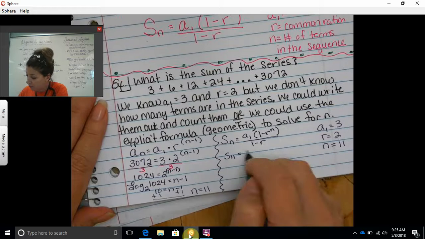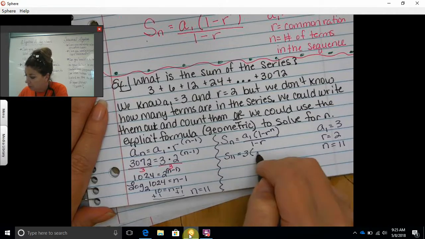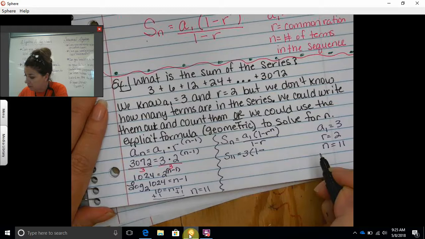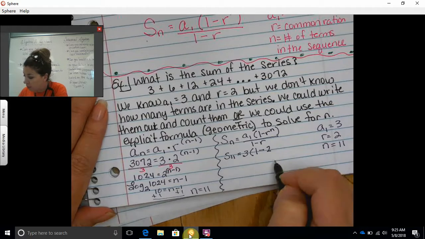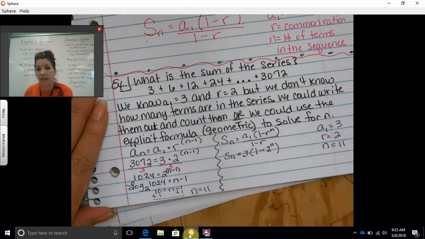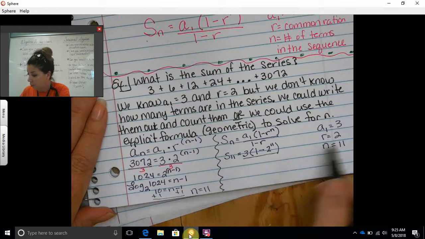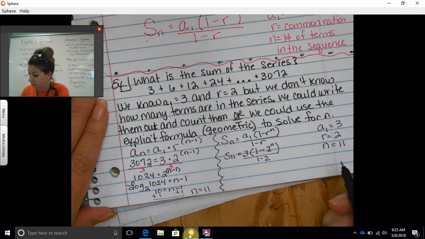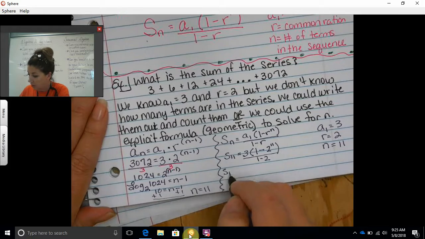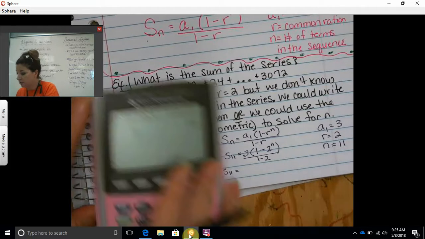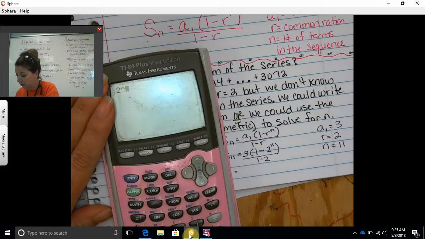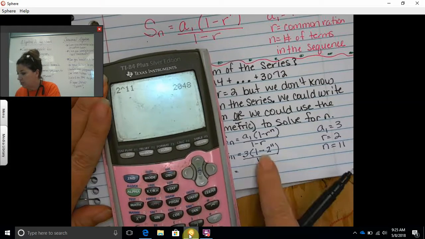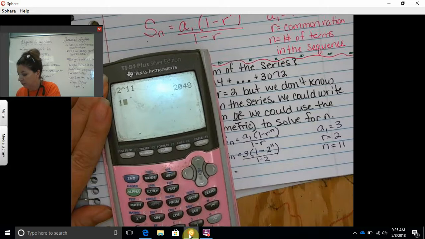So I take my first term times, open parentheses, 1 minus the common ratio of 2, and only the common ratio is being raised to the 11th power. That exponent is inside the parentheses, not outside the parentheses, okay? Over 1 minus 2. So that gives me, let's simplify inside parentheses first. 2 to the 11th power is 2,048. So that's going to be 1 minus 2,048, correct?